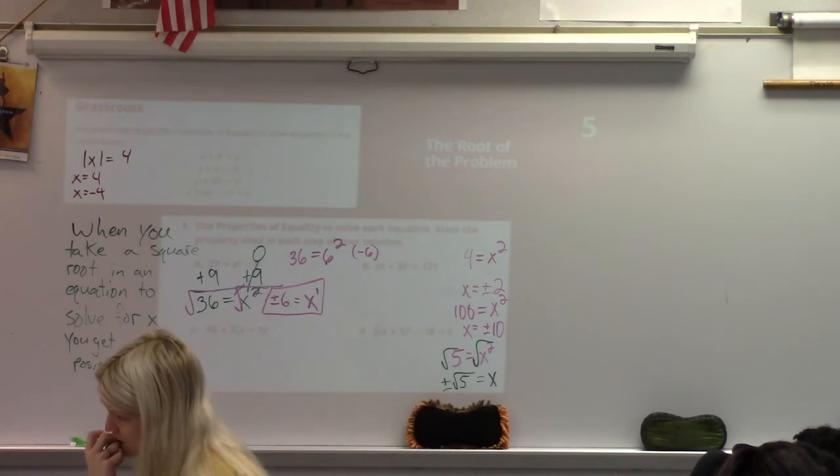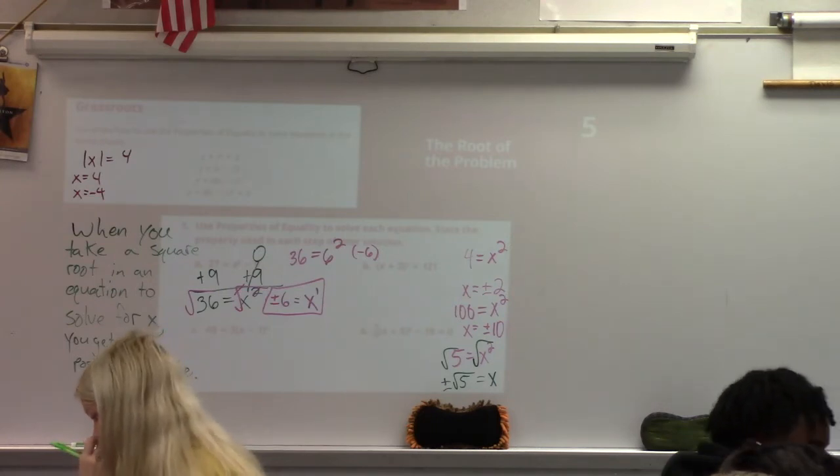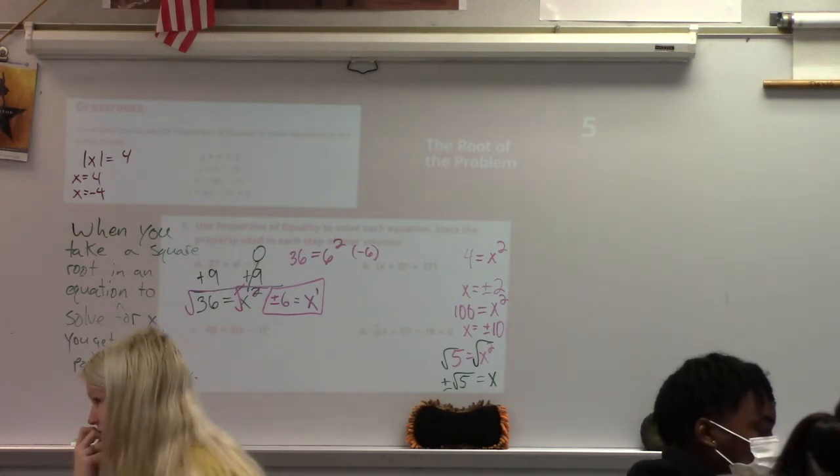Remember, the whole point is that the square root is the inverse of the square. It just cancels. You're left with x plus 3 is equal to what?